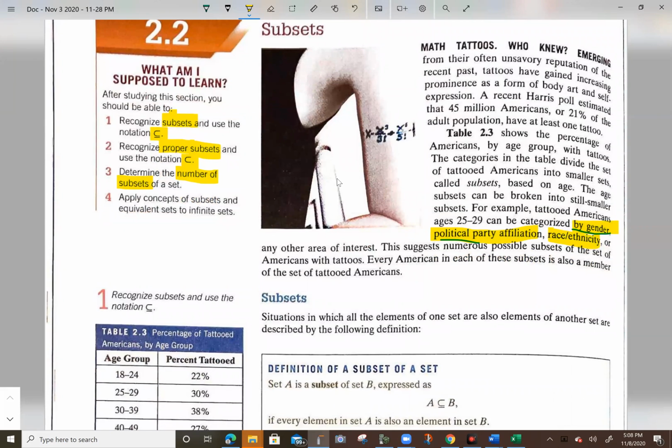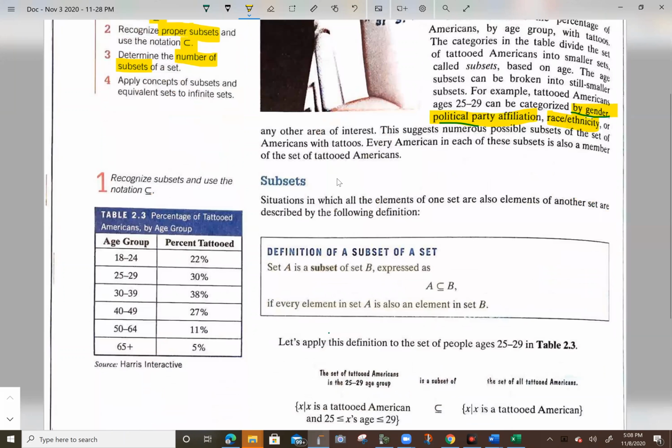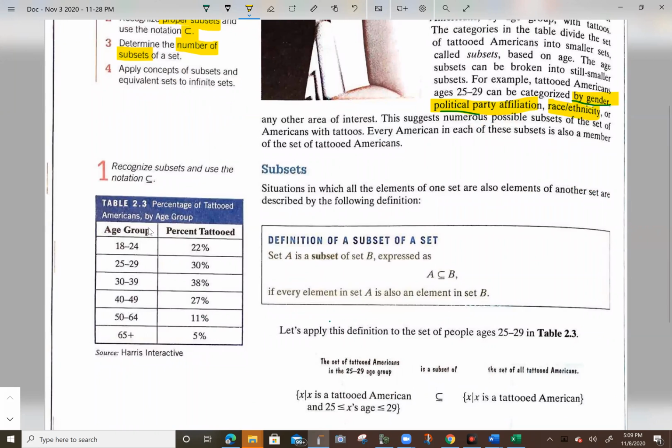So remember, sets could be categories of things, and a lot of times that's how we use them in the real world. The categories in the table divide the set of tattooed Americans. So if we just look at that 21%, we could make subsets. Of that 21% of people that have tattoos, 22% of those people tattooed are between 18 and 24, 30% between 25 and 29, 38% between 30 and 39. Then it starts getting lower and lower.